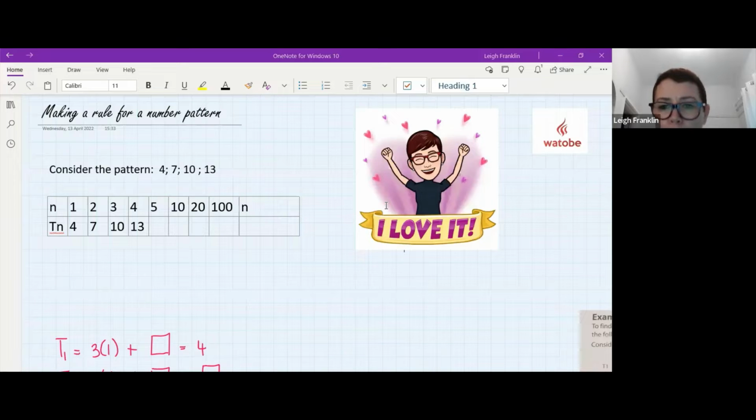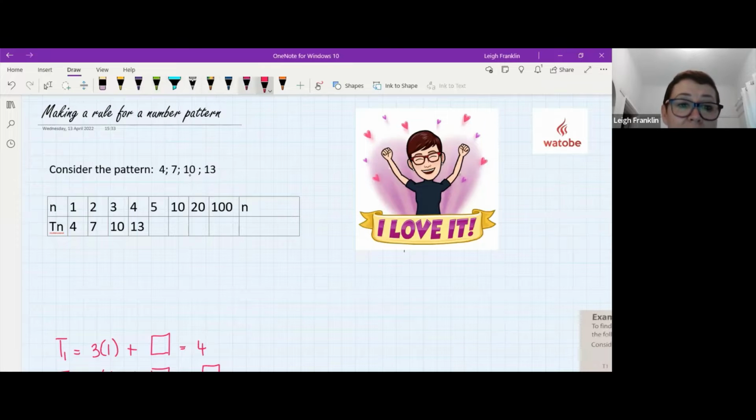When they give you a number pattern like they have done here, I've said consider the number pattern 4, 7, 10, 13. What we're actually looking at is that the first term in the pattern is 4, the second term is 7, the third term is 10, and the fourth term is 13. And then the pattern continues on and on in the same way.